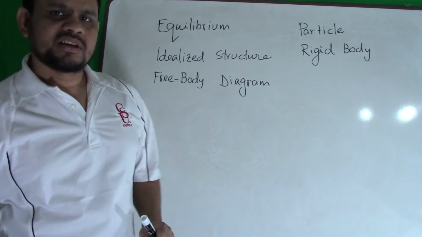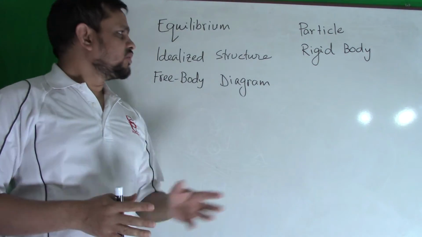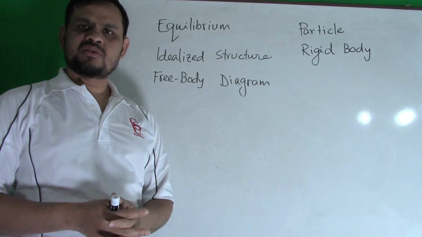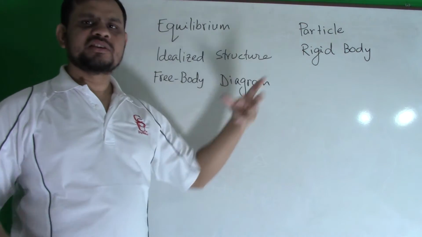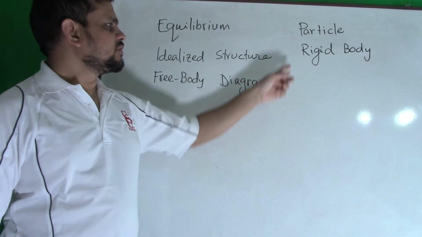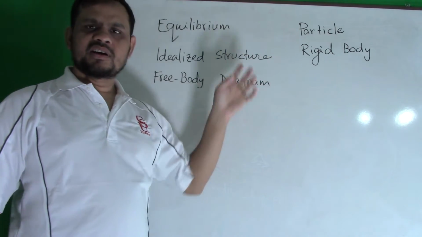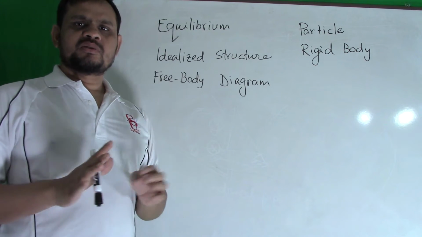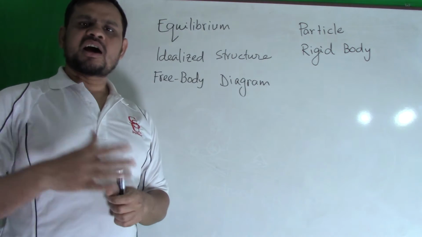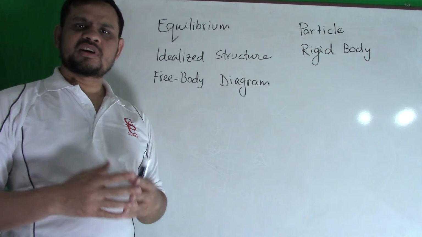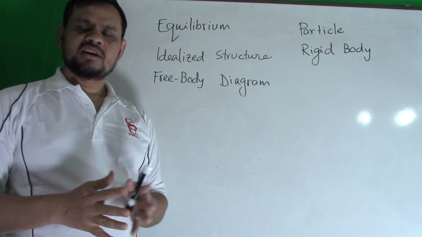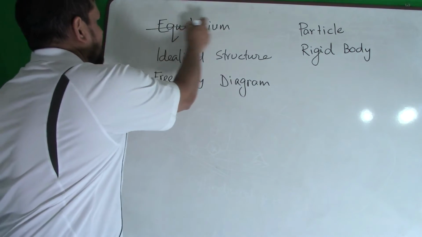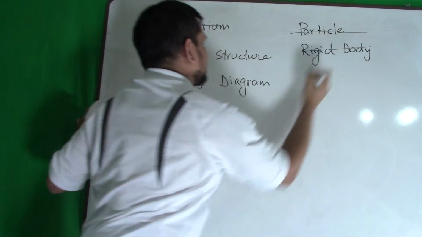Now, is it important to know the difference between particle and rigid body in engineering statics? No. If you call a particle a rigid body, no problem. If you call a rigid body a particle, although it doesn't sound good, there is no problem. The concept is just a term. If you use the right term, people will understand that you know the right thing. Okay, so equilibrium done, particle done, rigid body done.